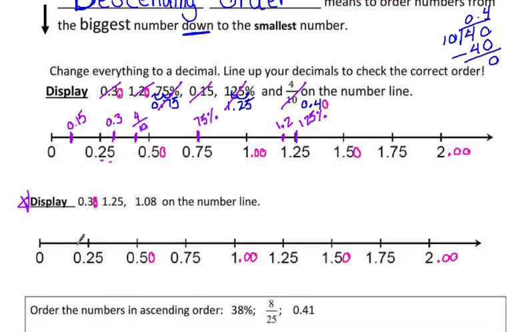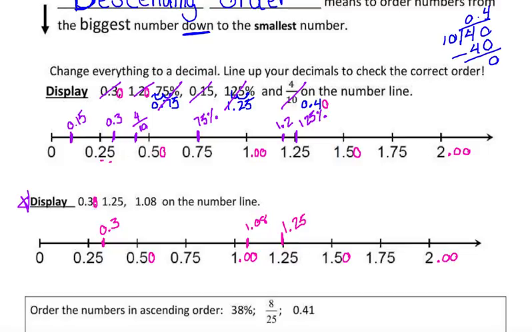0.30 would go before, or I'm sorry, after 0.25, but remember you are only writing it as what it's given, so it's 0.3. 1.25 is going to be here. It's exactly on there, so 1.25. And then 1.08 would go somewhere in here. So that's all you have to do for decimals: make them all the same length and then compare them.